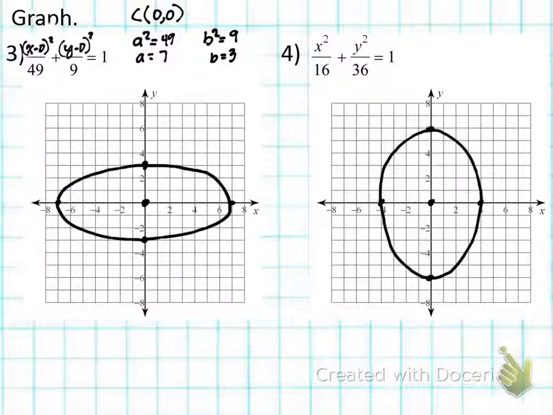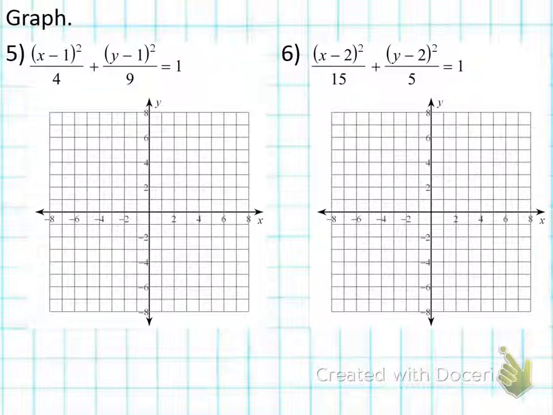Okay, next one, number 5. Let's do this one together. I'll start us off, and then I'll have you finish it off. So this one is a little different. Our center, is it 0, 0 still? No. What's our center on this one? 1, 1. Good. So our center is 1, 1. So since it's 1, 1, we're going to go to 1, 1.